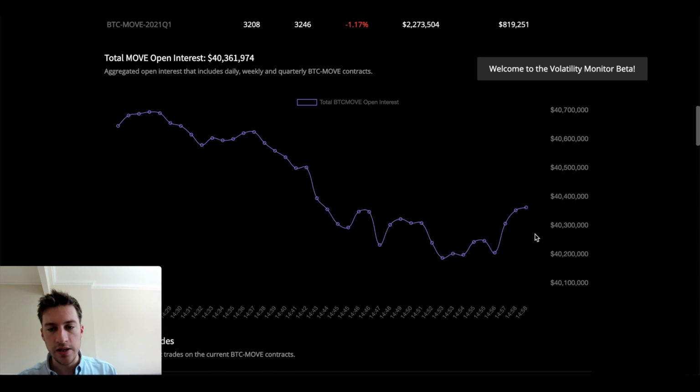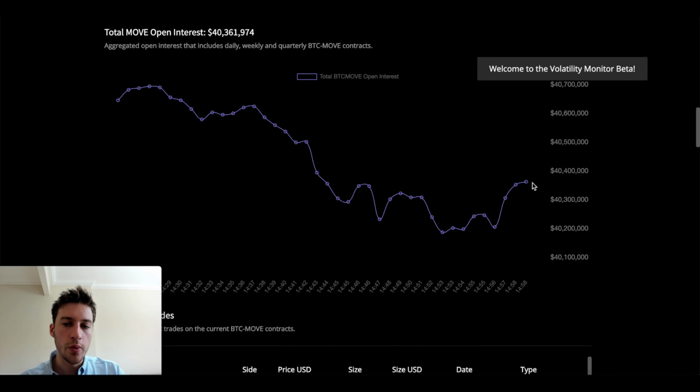What I mean by that is when this is rising, that means that one trader is betting that volatility will increase, and the other trader is betting that volatility will decrease. So whenever this rises or falls, that does not necessarily mean that a lot of people are betting on volatility rising per se. It just means that more people are betting on volatility. Okay?